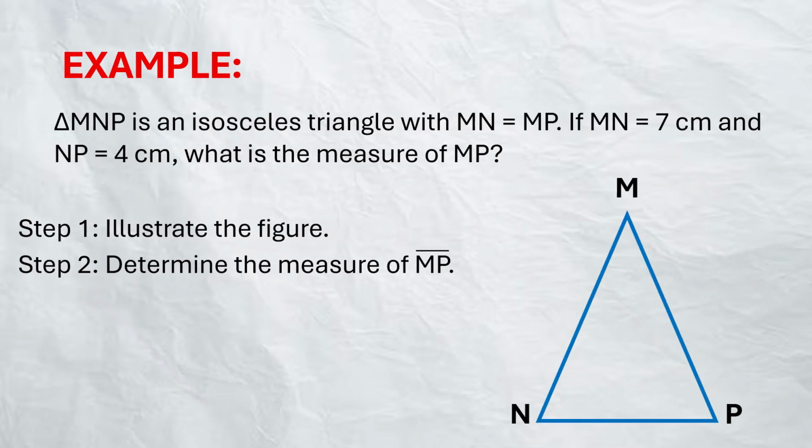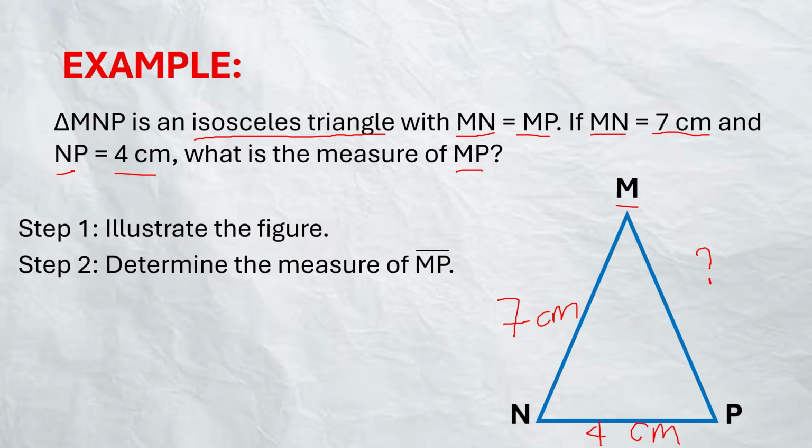Next, triangle MNP is an isosceles triangle with MN or side MN equal to side MP. If side MN is equal to 7 centimeters and side NP is 4 centimeters, what is the measurement of side or line segment MP? So step 1, let us illustrate the figure. So as you can see, this is our triangle. Let us now put the measurement of each side. So side MN is 7 centimeters while side NP is 4 centimeters. So what we are looking for is the measurement of the line segment MP or side MP.